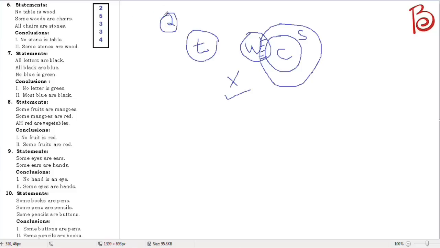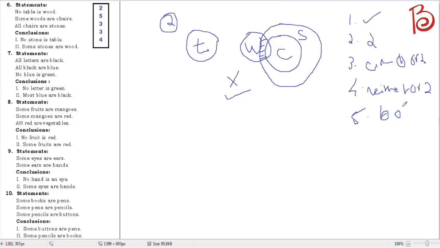Okay, I believe you guys know what are the options. First option is only one is right, second option is two is right, third option is either one or two, fourth option is neither one nor two, and fifth option is both. Okay, these are the options. Here we are getting only the second option is right, so the answer is 2. Okay, and this is the normal method. This is using Venn diagram.